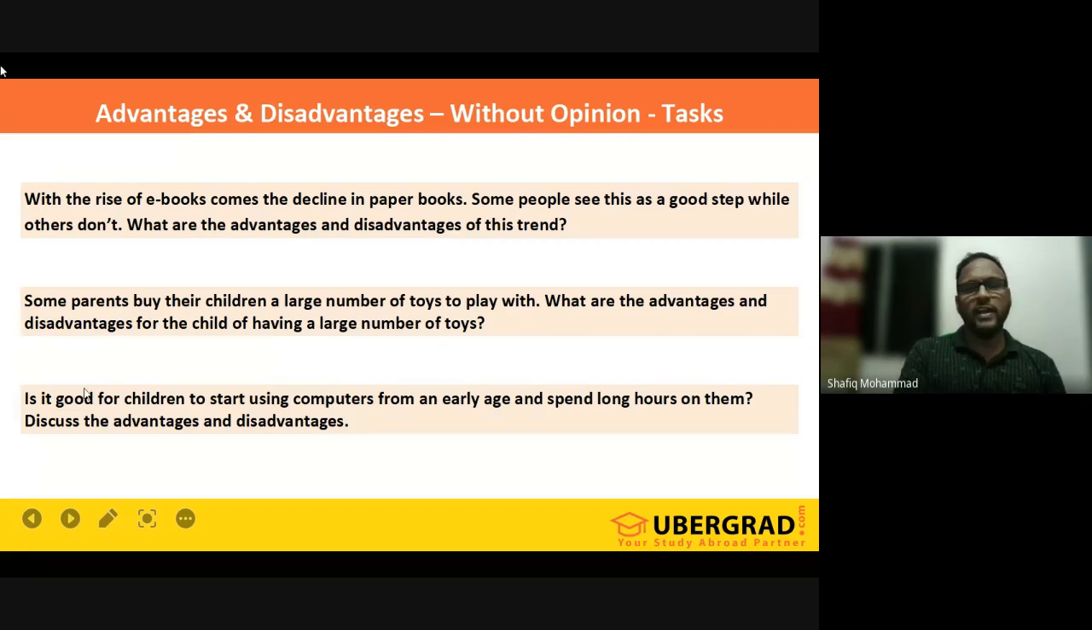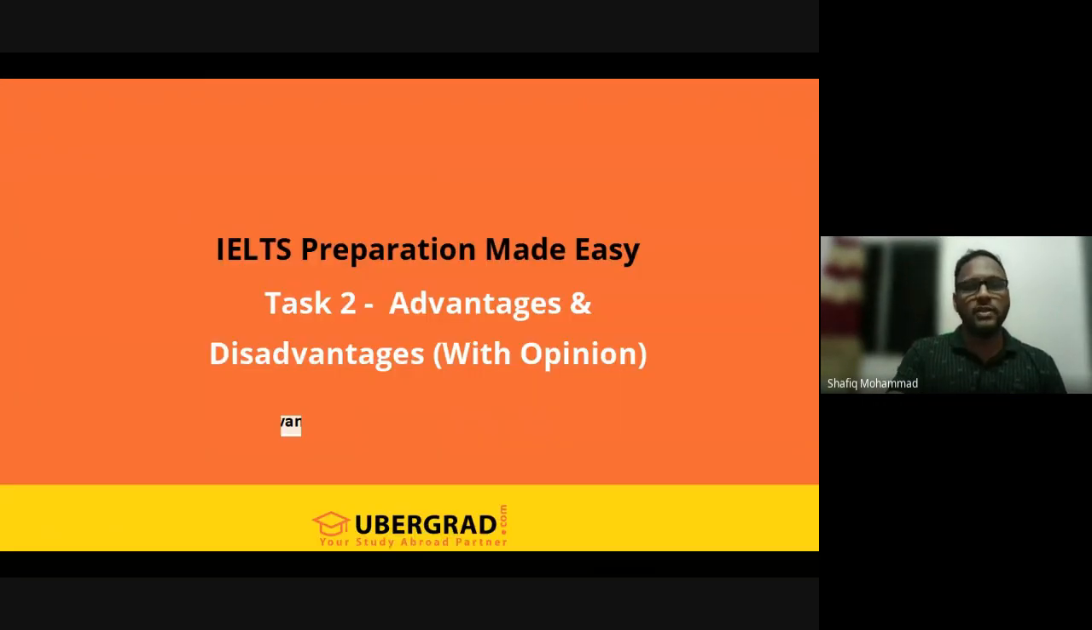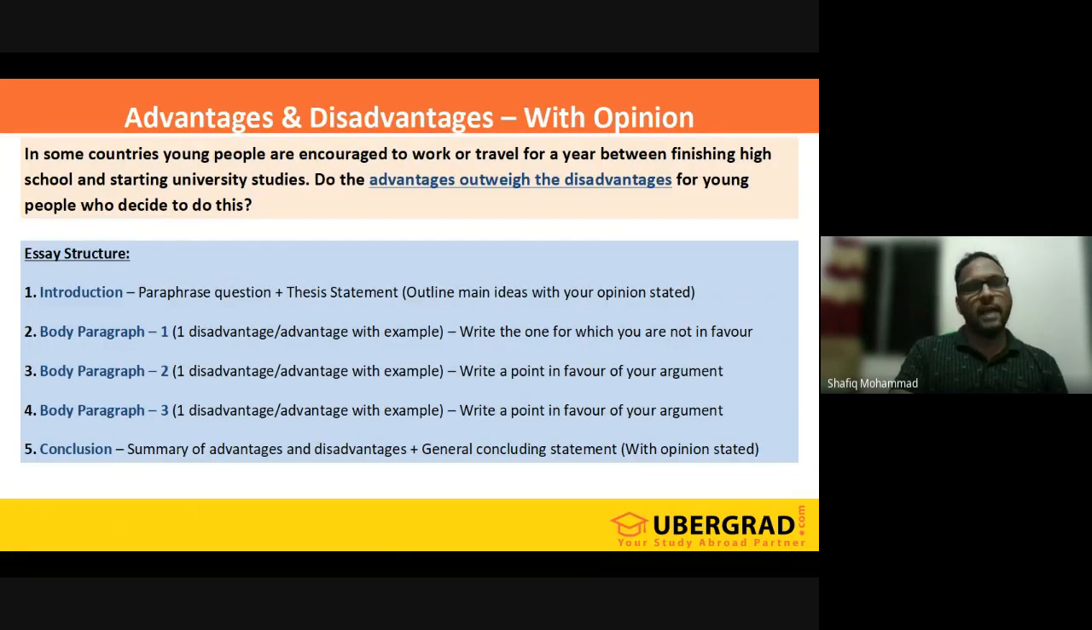So it is a very hot topic nowadays, isn't it? People spend so much time on computers and mobiles. So you can talk about it. It's general again, so you don't need any specialist knowledge. Let's see what the without-opinion task is. Yes, the same thing again.